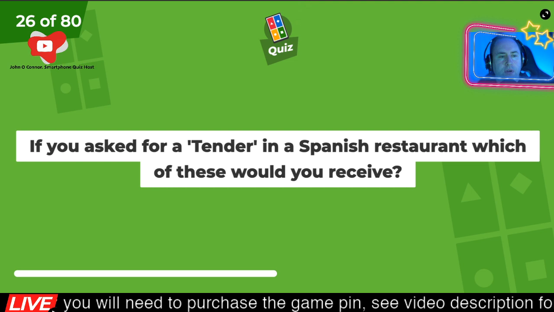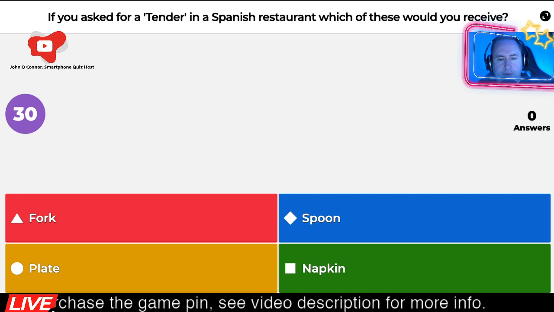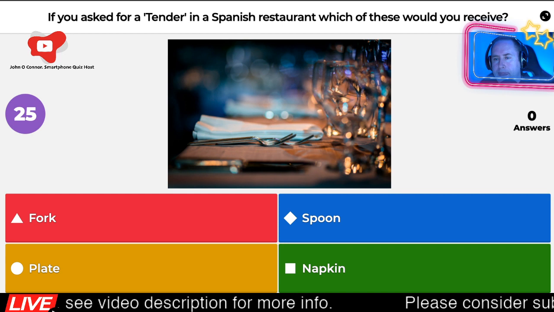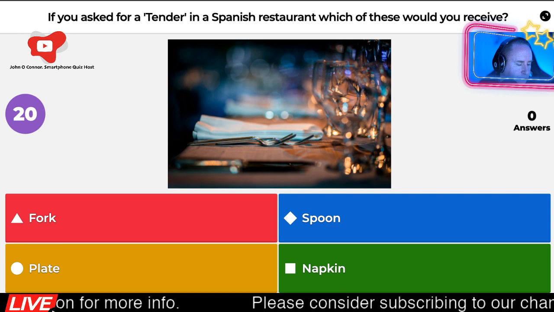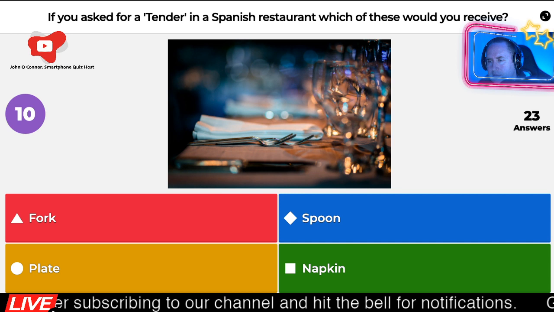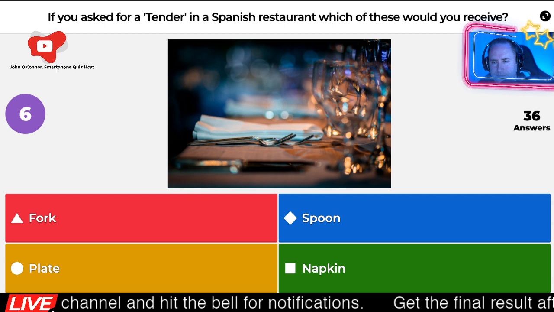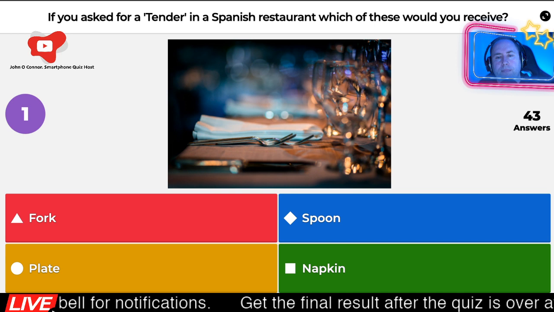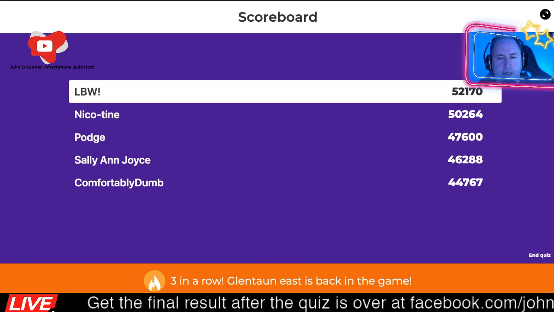If you asked for a tender in a Spanish restaurant, which of these would you receive? Is it a fork, spoon, plate, or napkin? Ten correct answers with fork is the correct answer. Sally Ann Joyce into third place. Here is question 27.